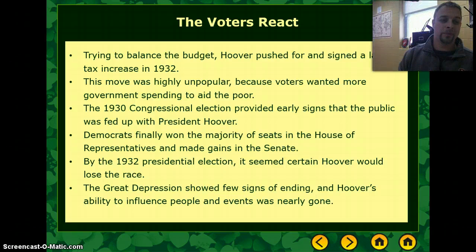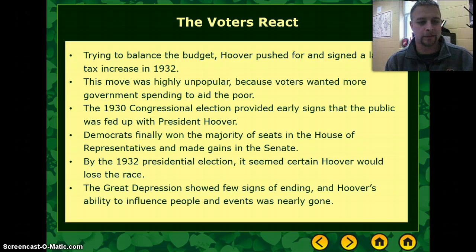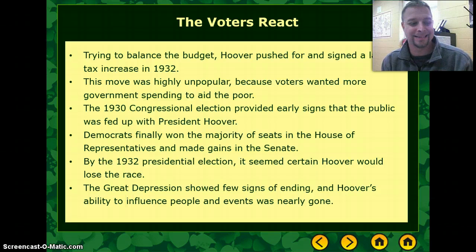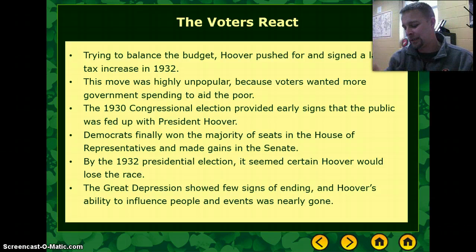Hoover continued to anger people when he pushed for a large tax increase in 1932 in an effort to balance the budget and cut spending. And voters wanted more government spending to aid the poor, and this only further slowed the recovery. The 1930 congressional election provided early signs that the public was fed up with Hoover. Democrats won a majority of seats in the House of Representatives and made gains in the Senate as well. By the 1932 presidential election, Hoover's chances of re-election were all but nil. As the Depression showed few signs of ending, Hoover's ability to influence people and events was nearly gone. He's essentially a lame duck before he even loses his re-election bid to FDR.